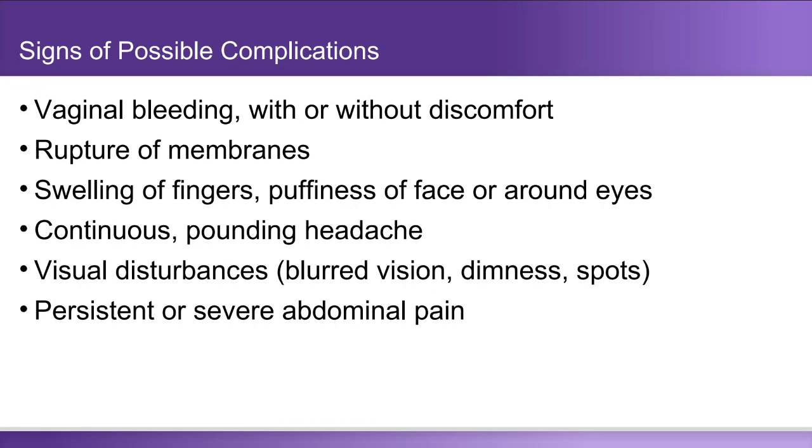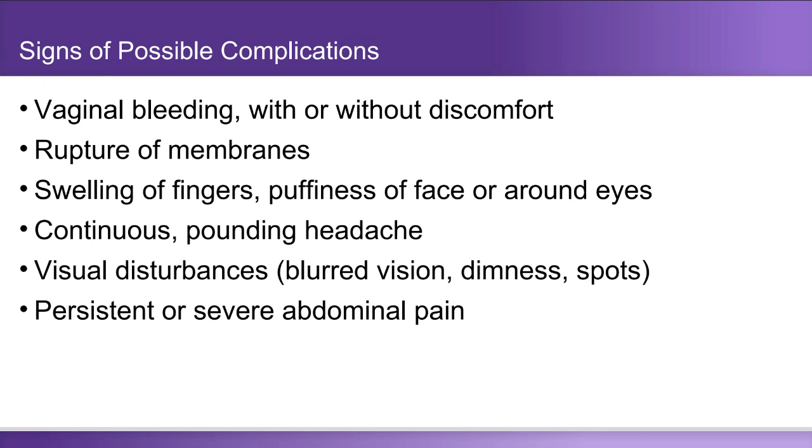I mentioned how dependent edema is normal, but non-dependent edema, like swelling of fingers, puffiness of face, or around the eyes, that's not normal. That can indicate hypertensive problems like preeclampsia, as can a continuous pounding headache that is not relieved by Tylenol. That can be another sign of preeclampsia, as can visual disturbances. If they're having spots in front of their eyes, or blurry vision, that can also be a sign of preeclampsia. And we're going to talk about preeclampsia later on.